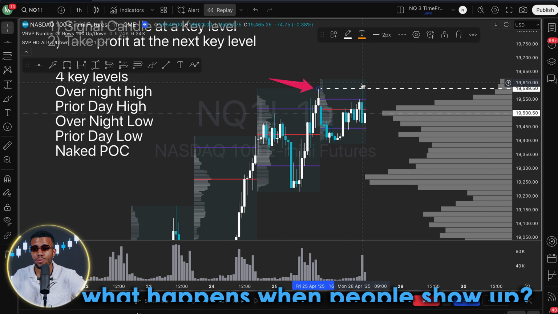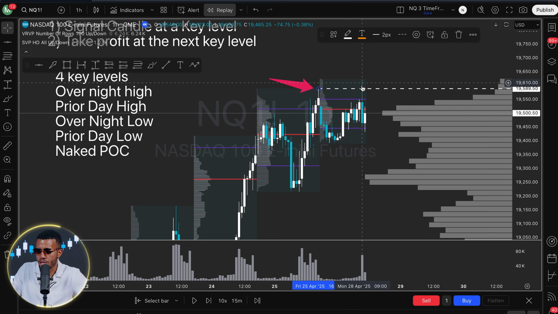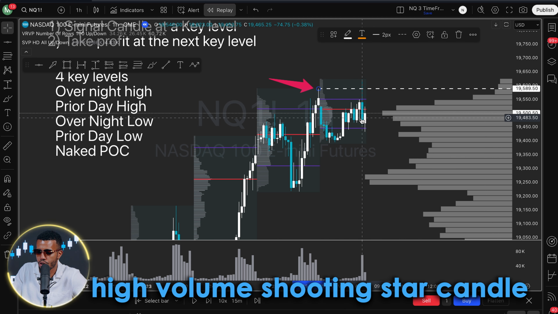What happens when people show up to play the game? It's one thing to get candles when nobody's playing, but when people show up to play the game, this is what happens. We got a down candle. We got a candle in the direction we want to go. We had a sweep of the prior day high, so we want to short, and we got a high volume shooting star candle.